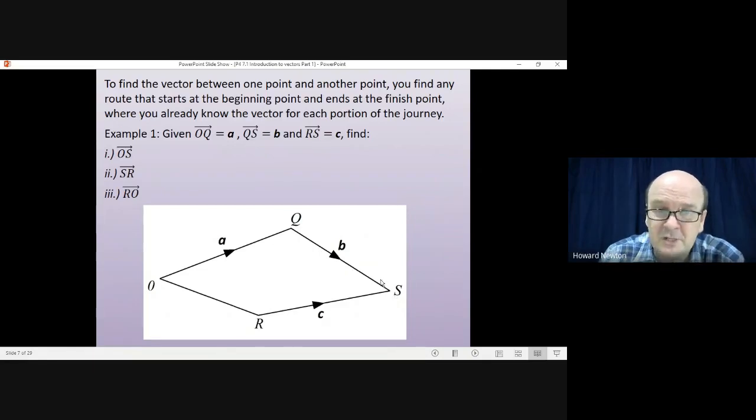There are two ways you could get there. We could go from O to R and then go from R to S. The problem with that route is that we don't know the vector from O to R. So instead of doing that, we'll go from O to Q and then from Q to S because we know both vectors along the way. And you do just add the vectors together. So the vector from O to Q is A, the vector from Q to S is B, and we'll just get A plus B. That's the answer they're looking for.